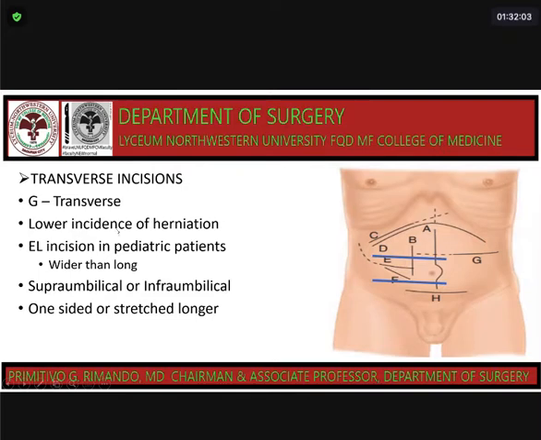According to studies, a transverse incision actually has a lower risk of incisional herniation compared to longitudinal incisions. And why is this our explore lap incision in pediatric patients? Because pediatric patients are actually wider than longer. If you look at the abdomen, it's wider than longer. So that's why this is the better incision.